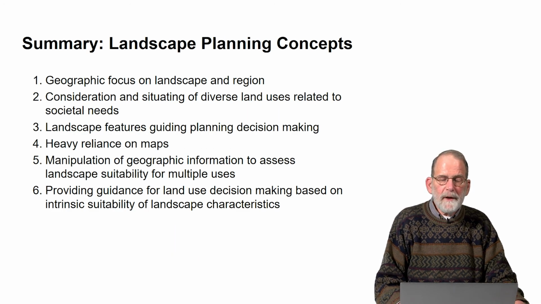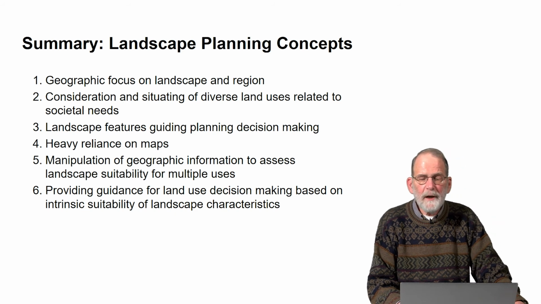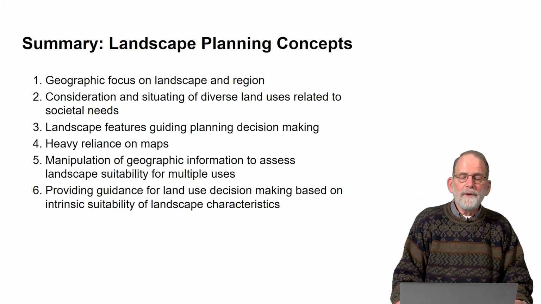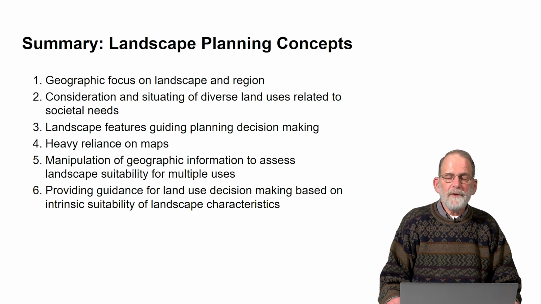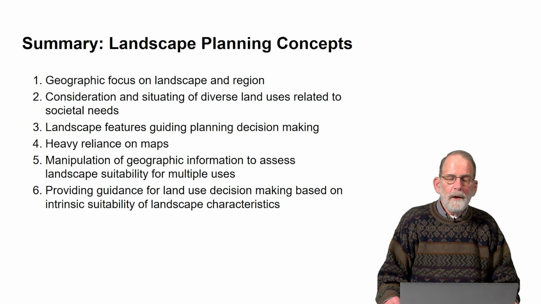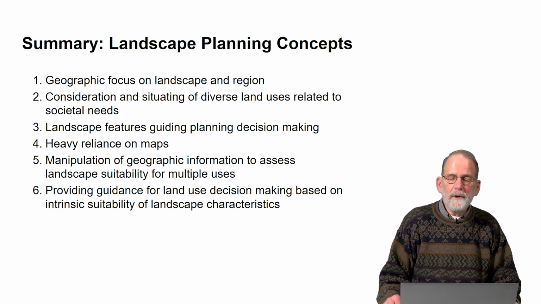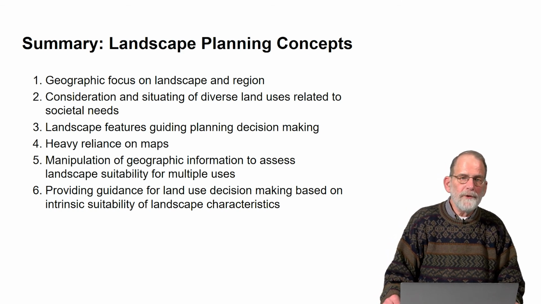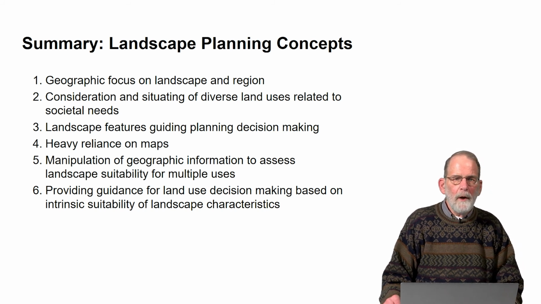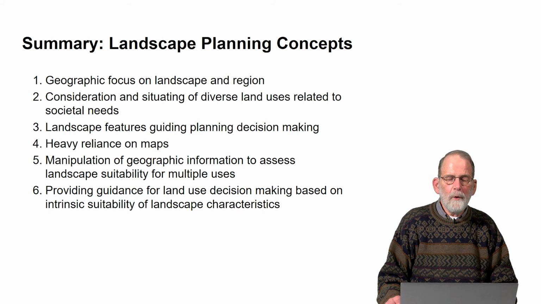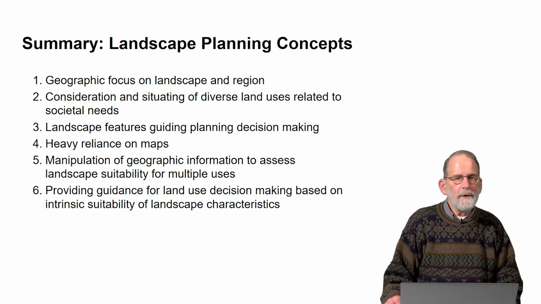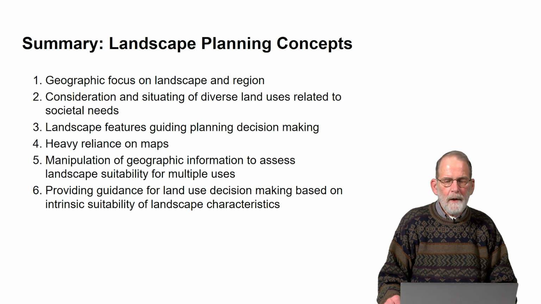So as a summary then of landscape planning concepts coming out of this talk, there's a geographic focus in regional landscape planning on landscape and region as opposed to site. There's consideration and situating of diverse land uses relative to societal needs. It's kind of a jigsaw puzzle of trying to figure out what kinds of land uses can go where based upon societal needs and based upon characteristics of the landscape.